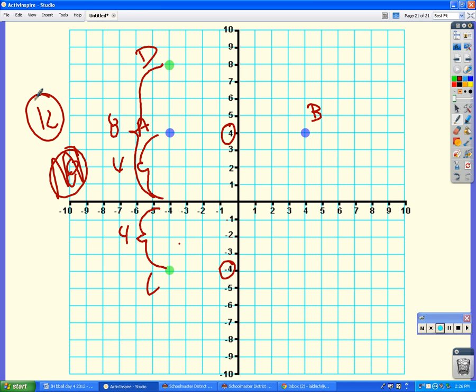All right, I need one person from each table group to come up and get graph paper for you. Go get it, Ralph. Yeah.